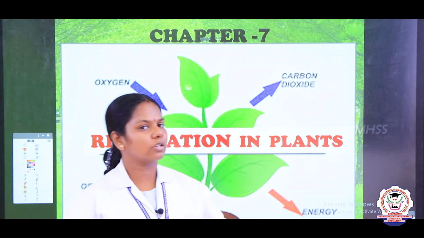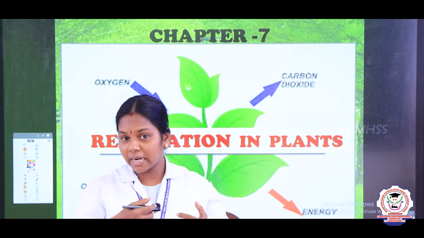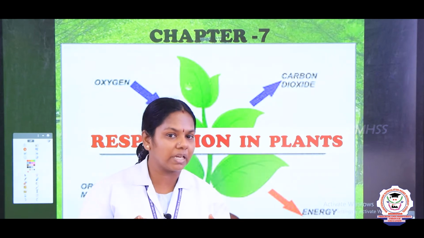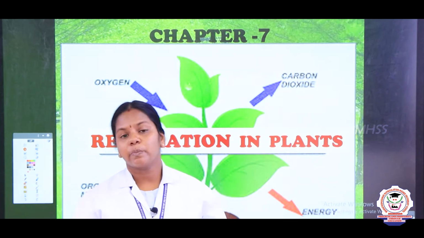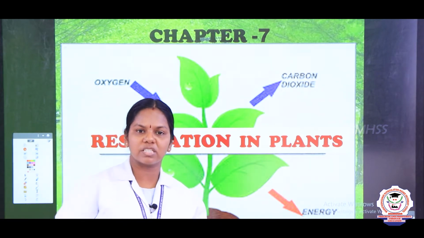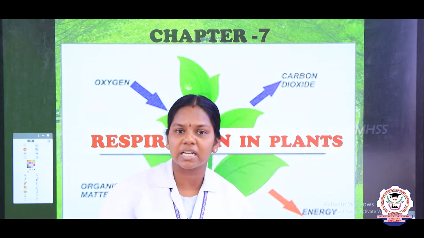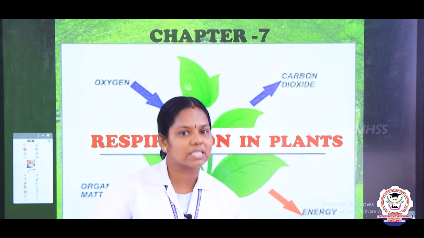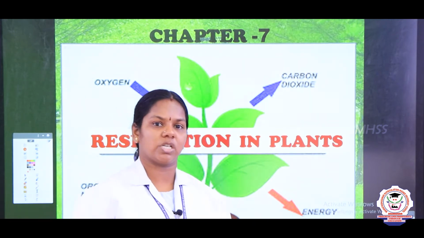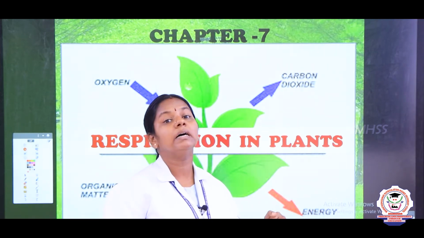Before that, if you take our human body, there are two types. One is breathing and another one is respiration. Is there any difference, children? Yes, there is a difference. Breathing is just intake and giving out of gases, intake of oxygen and giving out carbon dioxide. But respiration takes place inside our cell, right? The oxidation of the food, we say it as respiration. So now we are going to see how respiration takes place in plants, right?